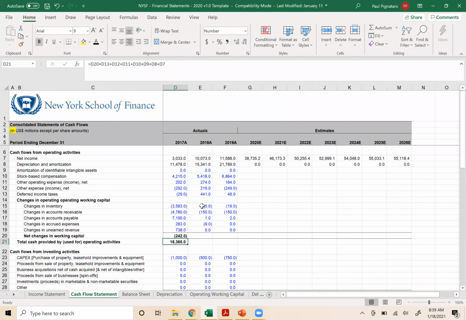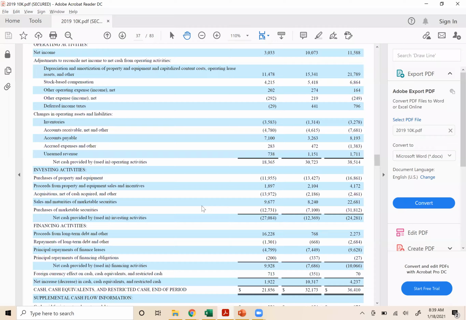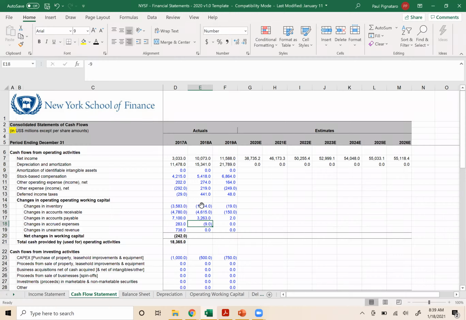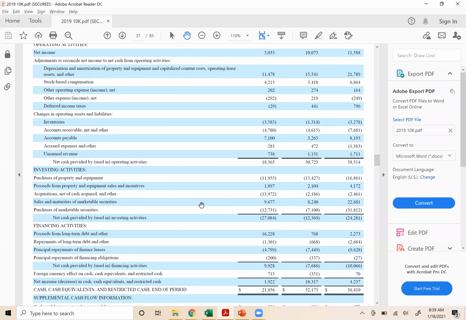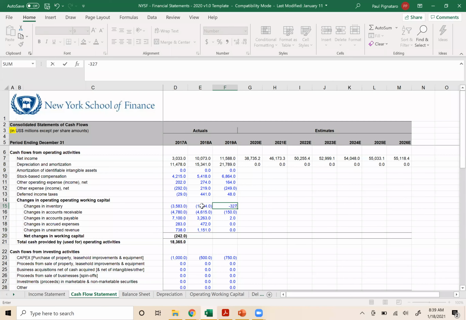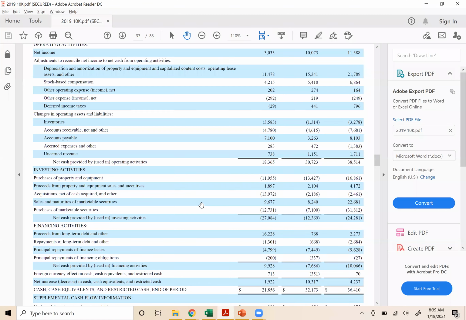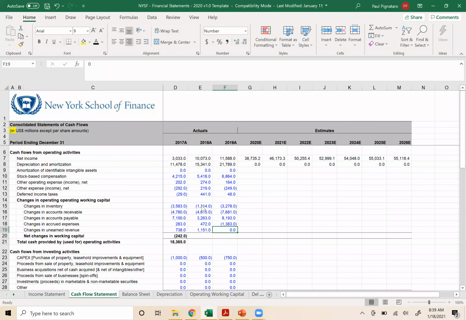We've got a little bit of time, so let's just go through it. Minus 1314. 4615. 3263. 472. 1151. And then for 2019, minus 3278. 7681. 8193. Minus 1383. 1711. Okay, let's make sure that matches.